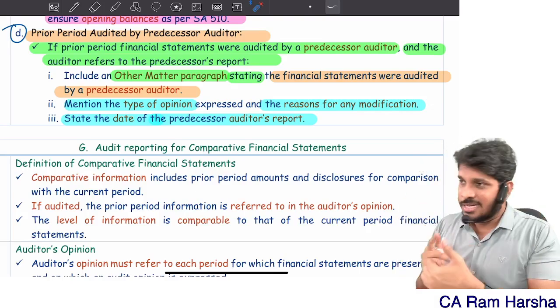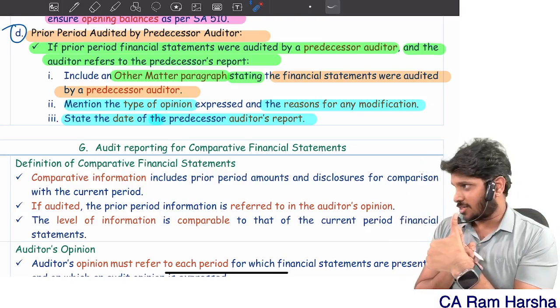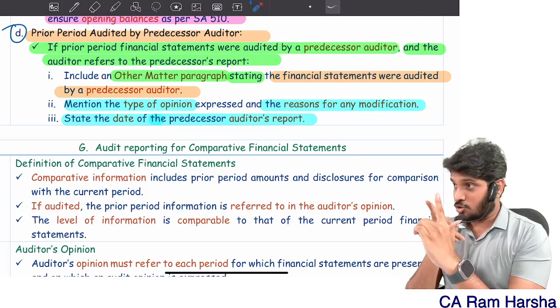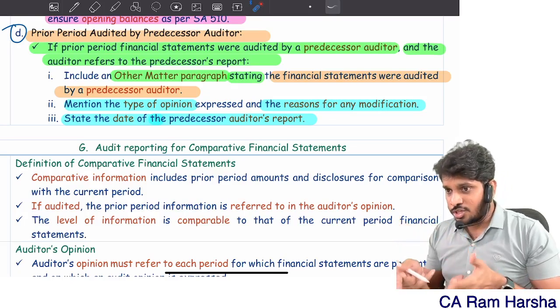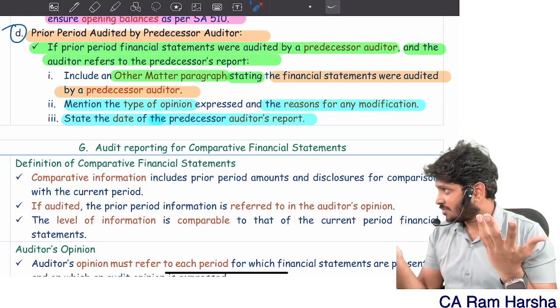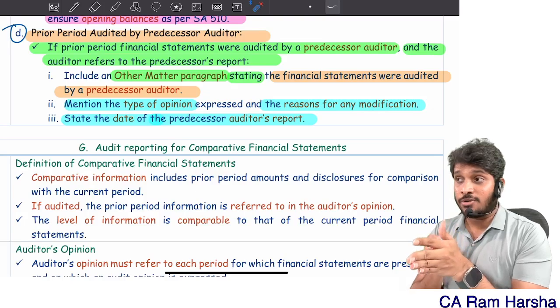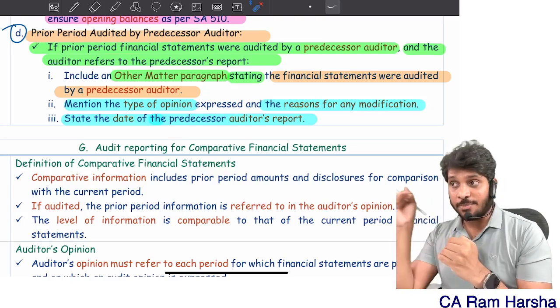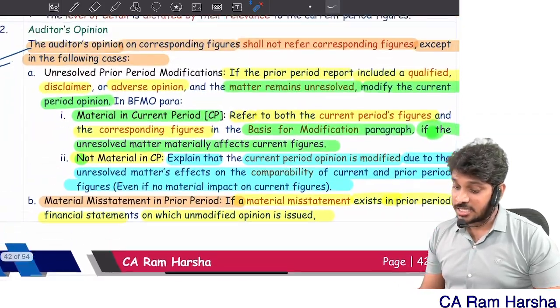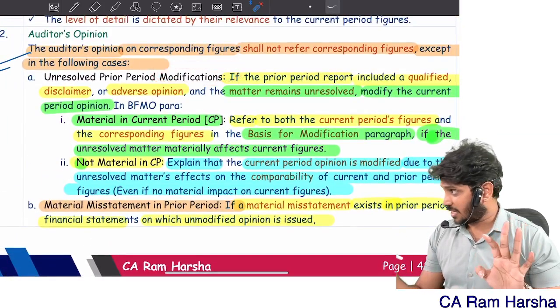For example, last year I am the auditor. Last year there is no material misstatement, and I also gave an unqualified opinion. None of the four situations come. Then do I have to talk about last year in the current year audit report? No need. When should I talk about last year? When the last year audit report contains a modified opinion.